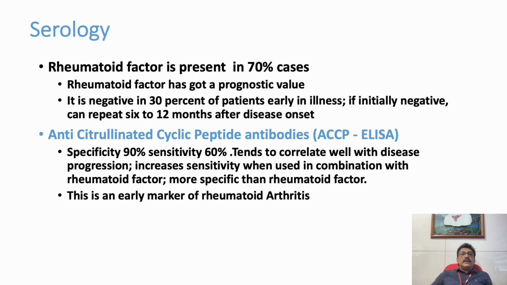Now we have already seen that rheumatoid factor is one of the serological tests for rheumatoid arthritis. So rheumatoid factor will be positive in 70% of the cases. It has got a prognostic value also. That means the high value will have a bad prognosis, low value will have a better prognosis.